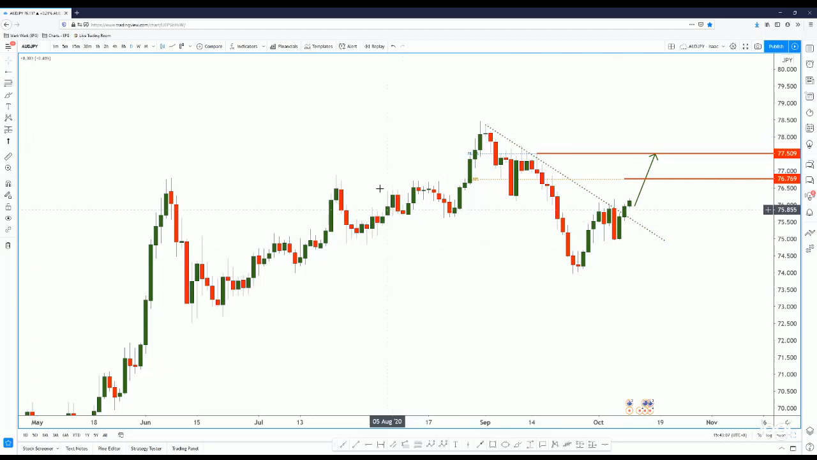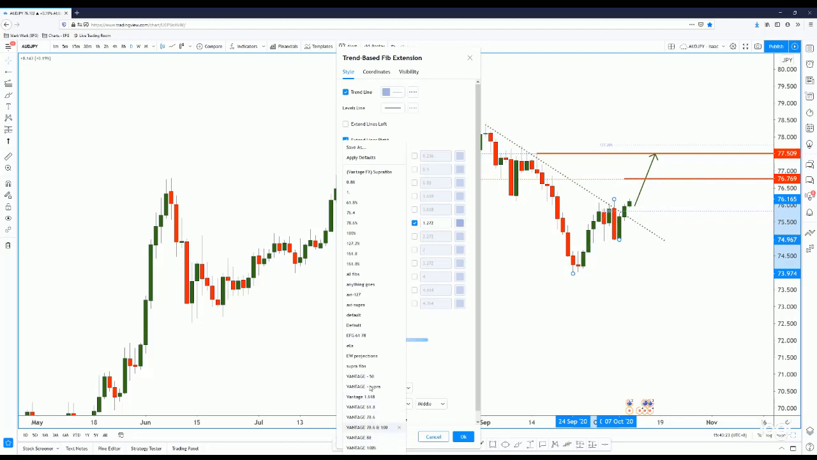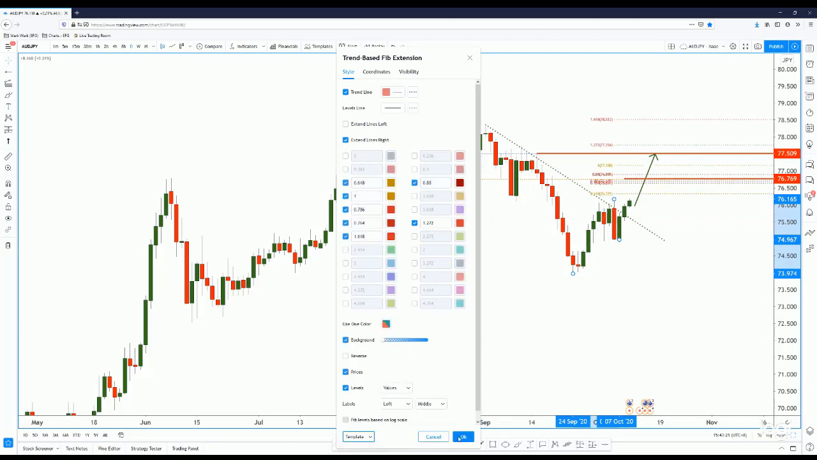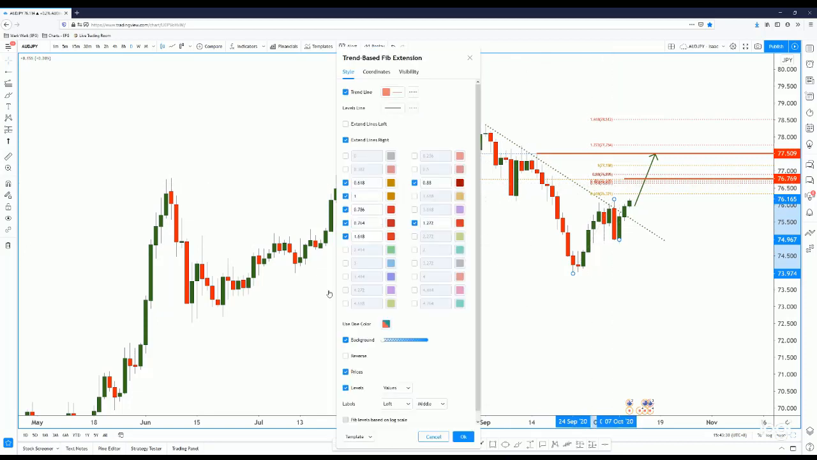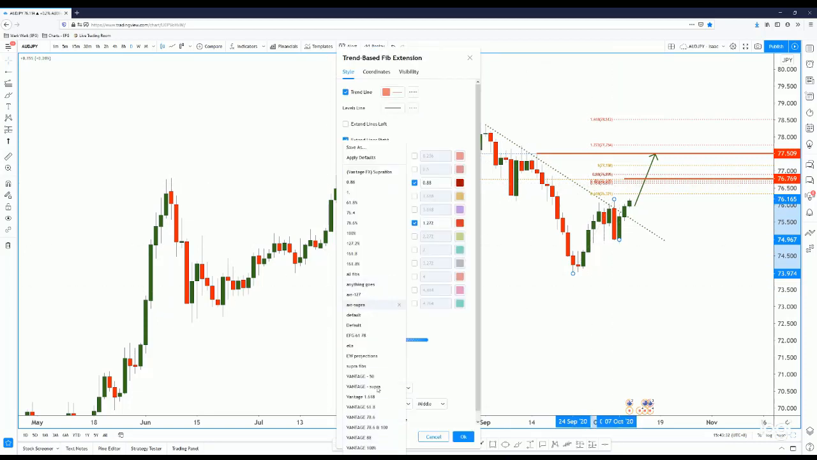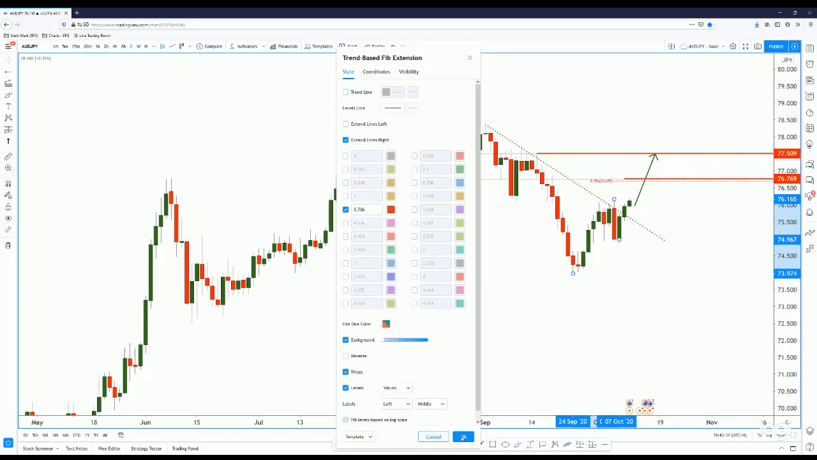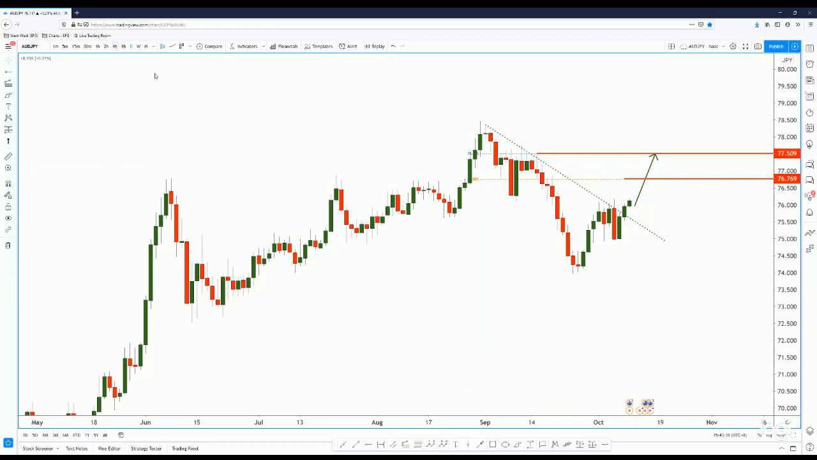So we have two targets. Next, we can also use extension to project this zigzag. So let's do that from the low, 0.1, 0.2, and 0.3, open all Fibonacci ratios. And we see that the 78.6 is also in line with the 61.8. So this could be a small reaction level where we have Fibonacci confluence. Okay, so 78.6.